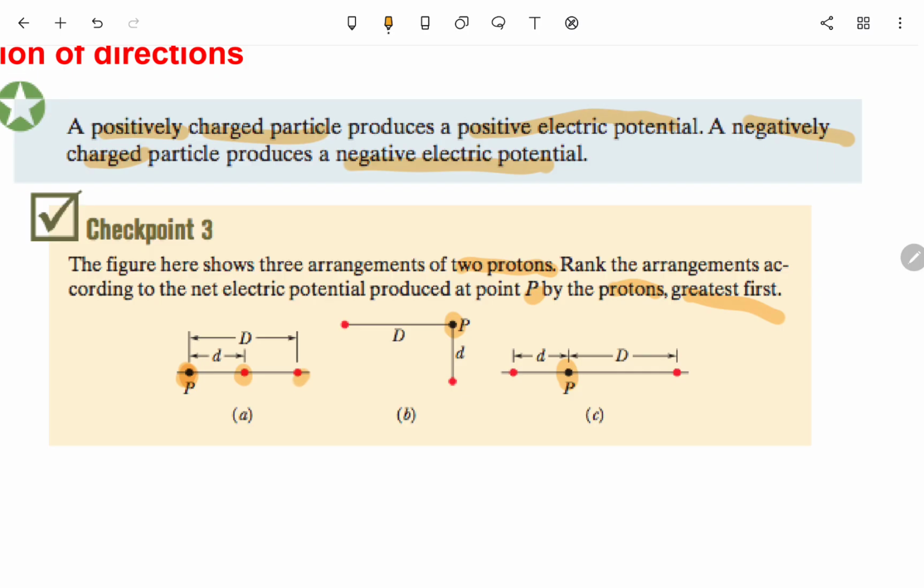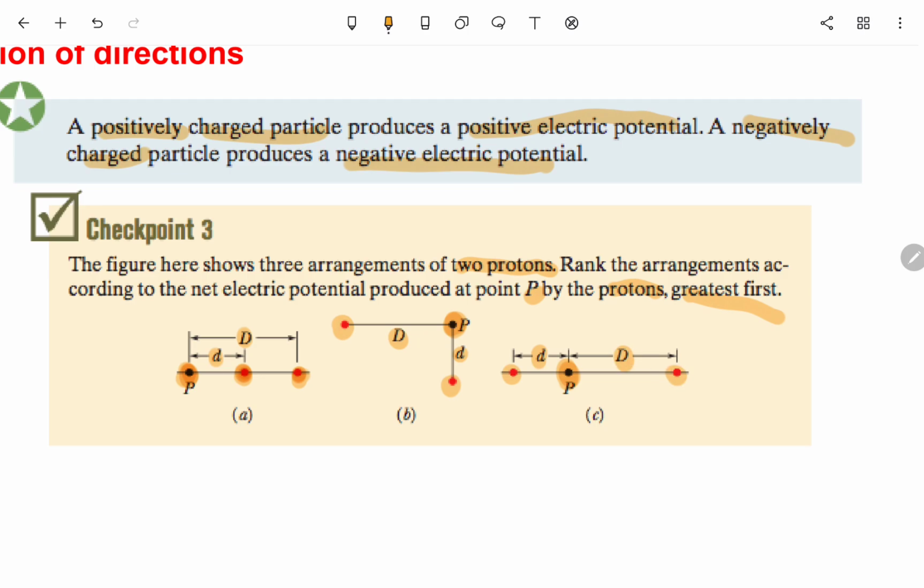Okay, so for figure A, P is on the left, two protons. One is here, one is there. We have small d, and we have another capital D. We only know that capital D is larger than small d. We don't know the ratio between them, but it doesn't really matter. So P is here, small d, and then capital D. And then the second one, P is here, one is on the left side at capital D, one is at the bottom at small d. The third one, P is in the middle, one is on the left at small d, and one is on the right at capital D.